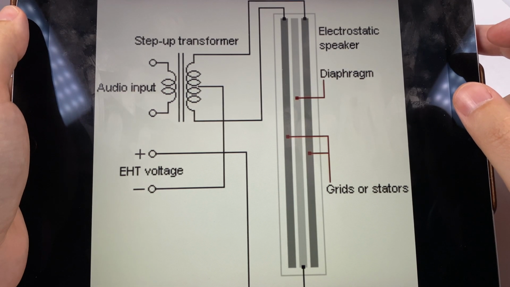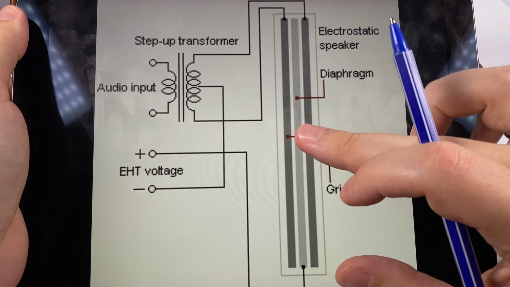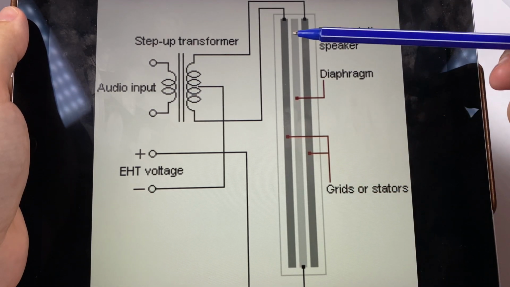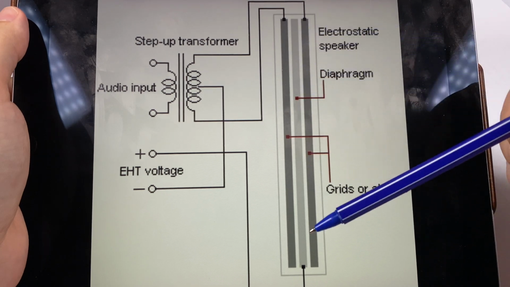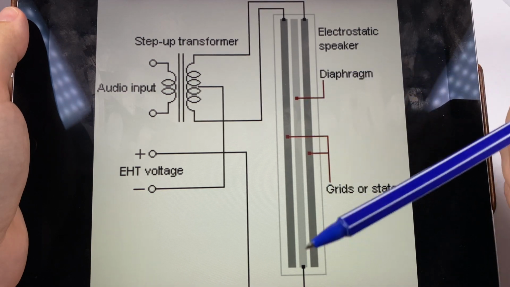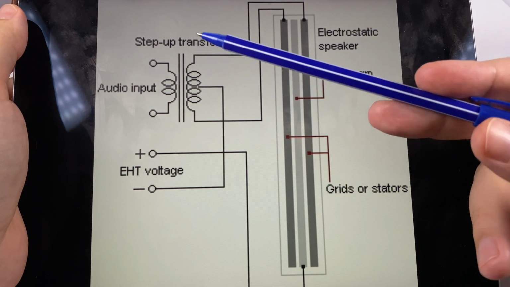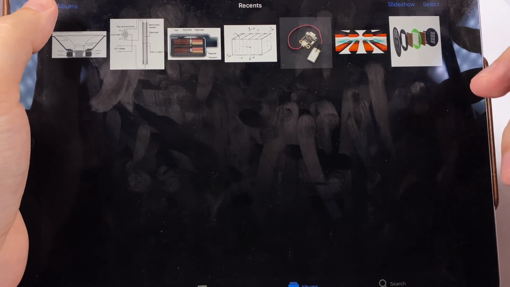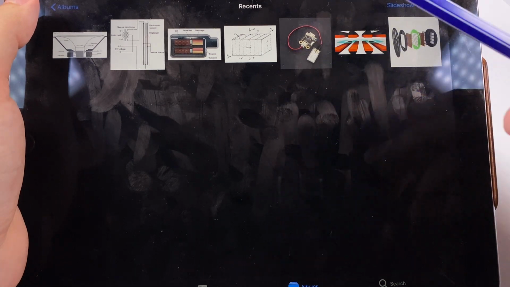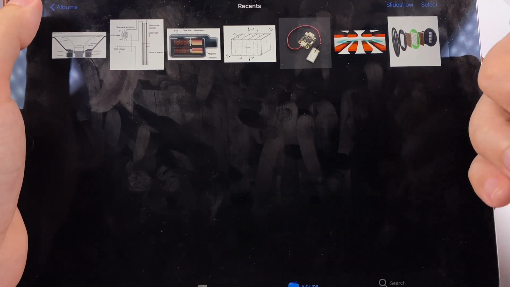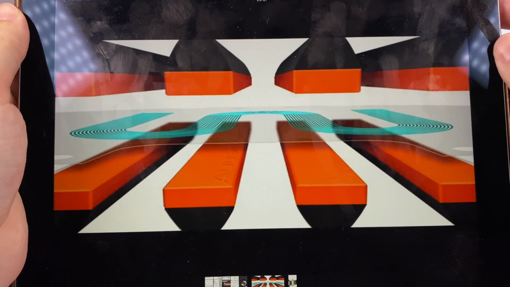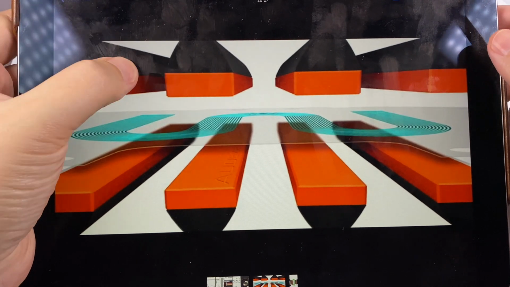And also there are so-called electret speakers, pretty close to the electrostatics, but the difference is that their film is made of special materials that hold the electric charge, and so it doesn't require this step-up transformer or some special high voltage amplifier. And last but not least, and really popular nowadays, is the planar magnetic driver.